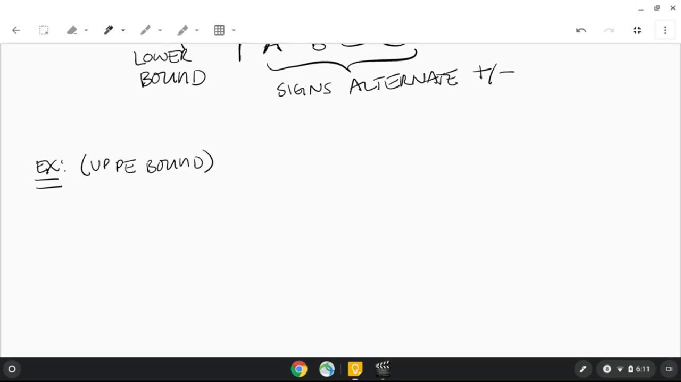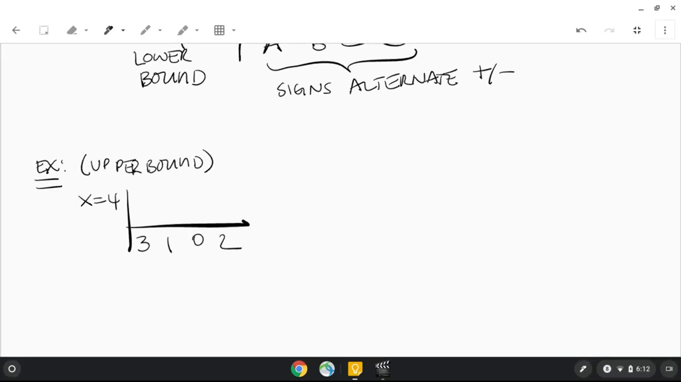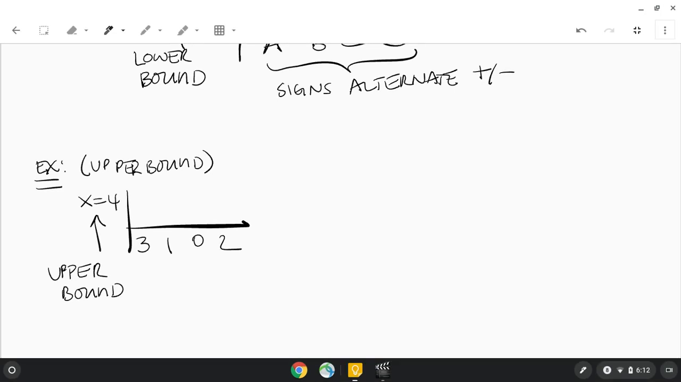So not full examples, but let's suppose you were trying x equals 4, and let's suppose that you get this result when you do your synthetic division, whatever your polynomial is. Okay, so we got all positive numbers here, so x equals 4 is an upper bound. So if 5, 6, 7, 8, 9, 10 are on your list, you don't have to try them. They're not going to be zeros.